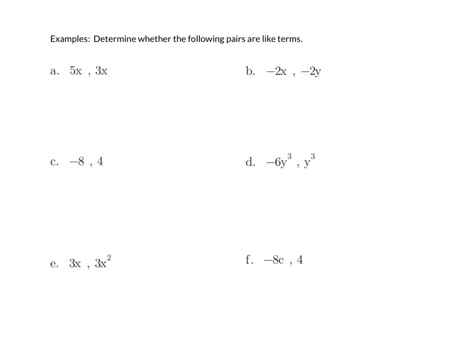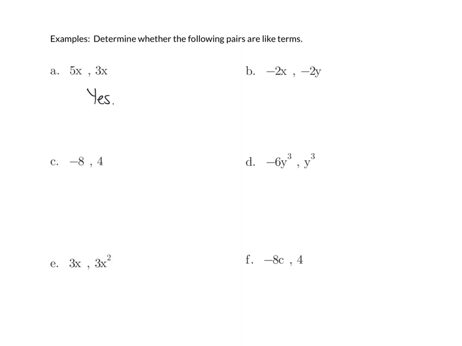So let's go ahead and just look at some terms and determine if they are like or not. For example A, we have 5x and 3x. Are these like terms? Yes, we call these x terms. Notice that our coefficients are 5 and 3. Everything after the coefficients is exactly the same.